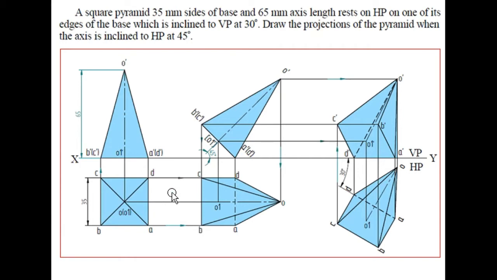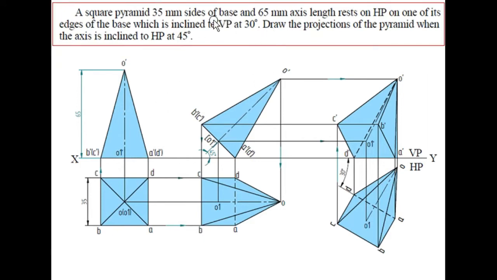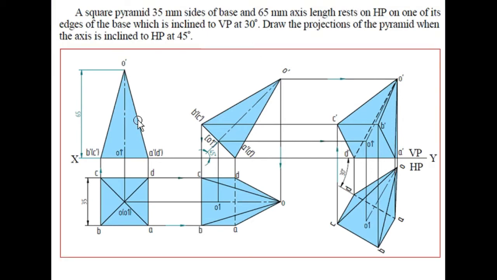Then how will it look in the front plane? For that you have to check that the square pyramid has a 35 mm side of base and 65 mm axis length; the height of the pyramid is given, that is 65 mm. So from this point the lines will be projected up to the XY line. From this point the 65 mm length has to be taken. That line is represented as the axis line and the point is represented as O dash, because the apex point is O in the HP plane, it becomes O dash in the VP plane.